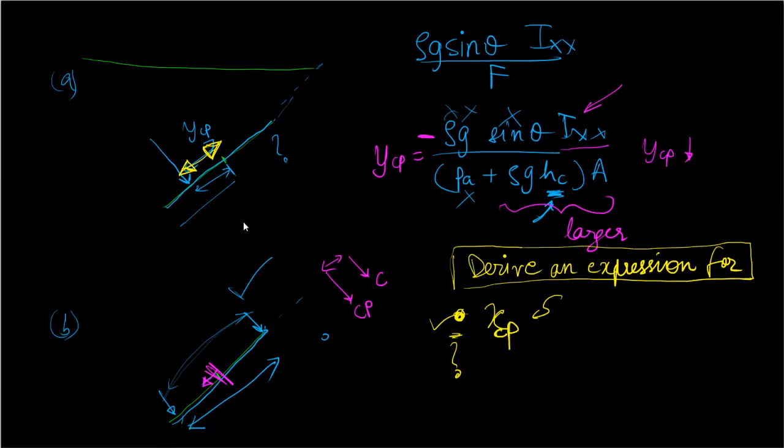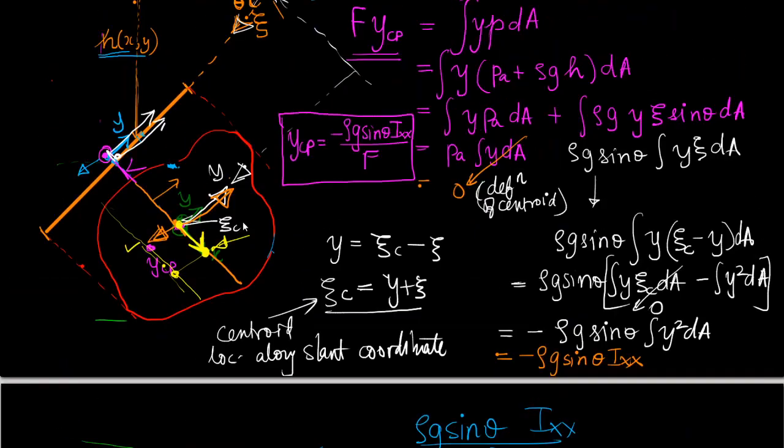So zero? No, it will not be zero. It cannot be zero, because only if the body is symmetric about this axis will it be zero. See, I can have a body which is like this. It has more area in this part of the axis than in this part of the axis, so it will shift toward this part. Are you understanding?